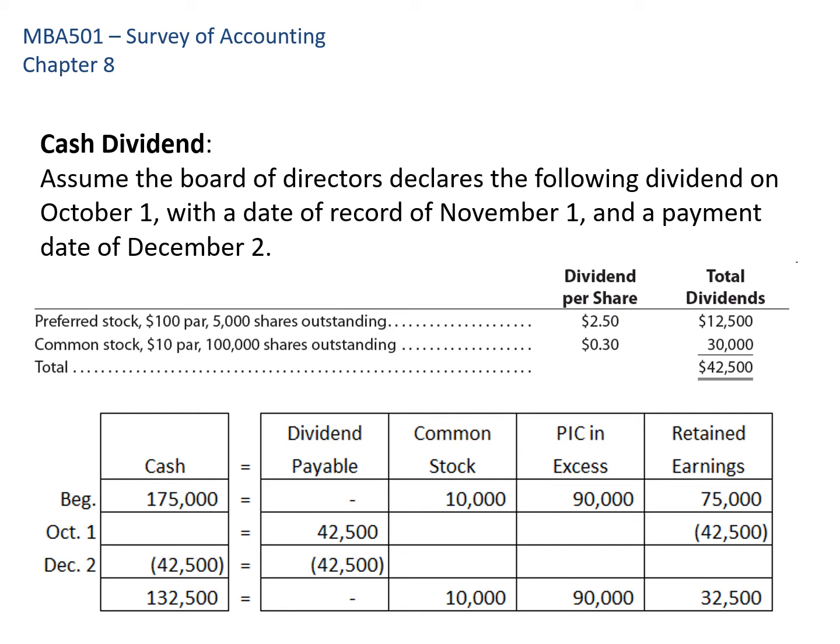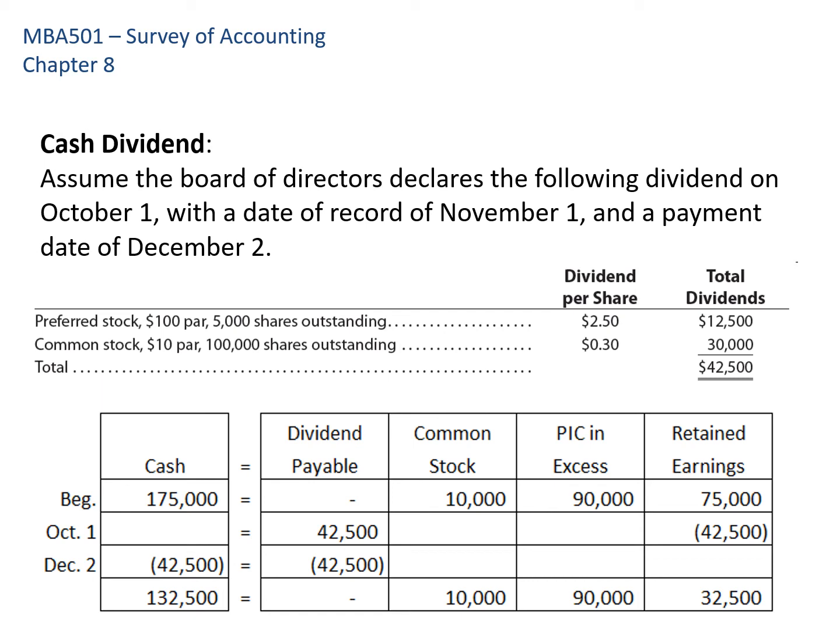So on October 1st, the company would create a liability, which would be a current liability of $42,500, and they would reduce retained earnings like that. Remember, retained earnings are the earnings or profits of the company since its inception that have been retained within the company. So paying a dividend out is going to reduce that amount because we're no longer retaining that earning within the company. We're paying it out.